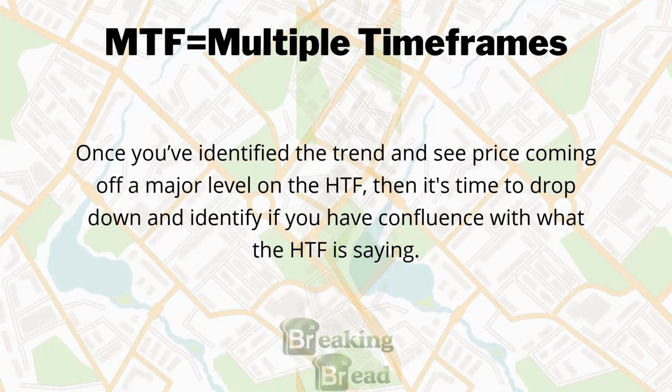So once you identify the trend and see price coming off a major level on the higher time frames, then it's time to drop down and identify if you have confluence with what the higher time frame is saying. The same thing you look for on the higher time frames is the same thing that you're looking for on the lower time frames. So like I said in part 1 of this session, are we in a range? Are we breaking out of the range? Are we coming off major levels? These are all things that you're looking for. It doesn't matter the time frame that you're looking for this information.